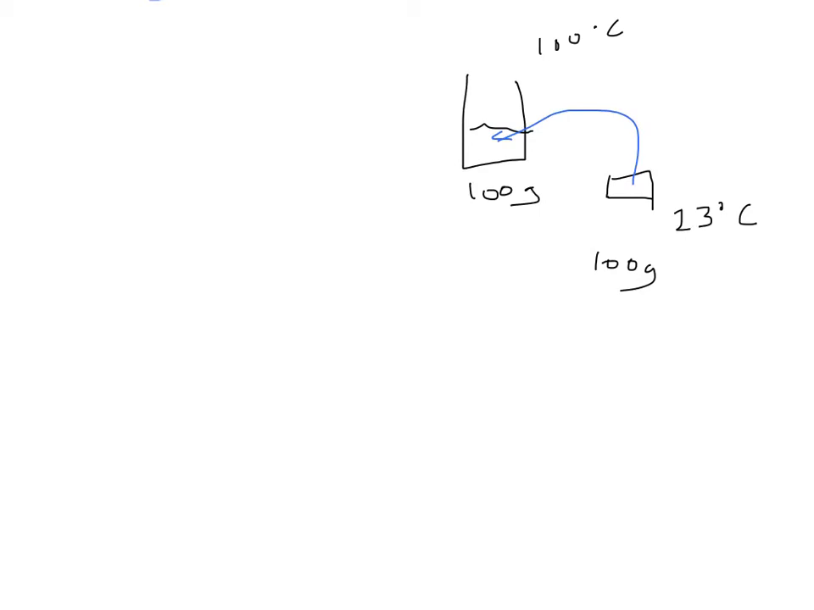Okay, Q, or the heat lost by the water, equals the heat gained by the metal. Does that make sense? The heat transfers from the water to the metal because the water is hot, right? The metal is cold, so as we mix the two together, the heat from the water will go to the metal. The same amount of heat, right?